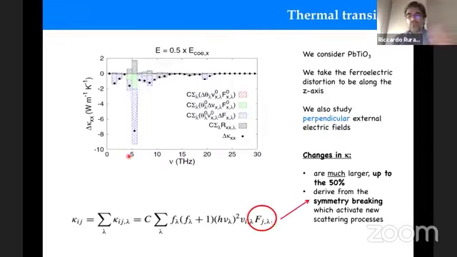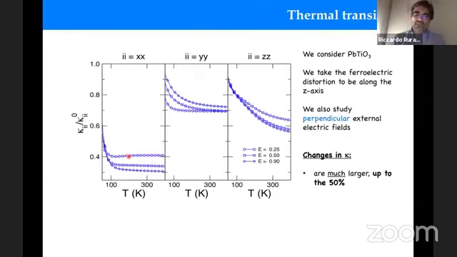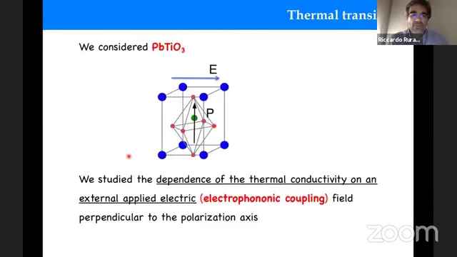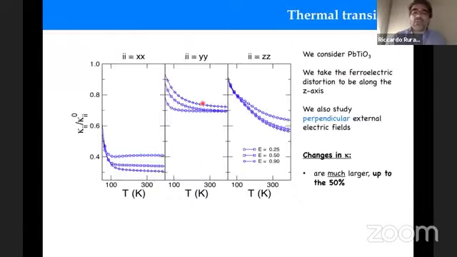And here again, we did our homework and looked into what was happening. Here it's interesting because the physics is a bit different. When you rotate the polarization, you decrease the symmetry of the lattice. So you break a lot of degeneracies in your phonon spectrum, and you are enabling more phonon-phonon processes that before were forbidden by symmetry. And as you have more possible phonon-phonon scattering events, you have a lower thermal conductivity, as you can see in all the directions that you consider. Okay.